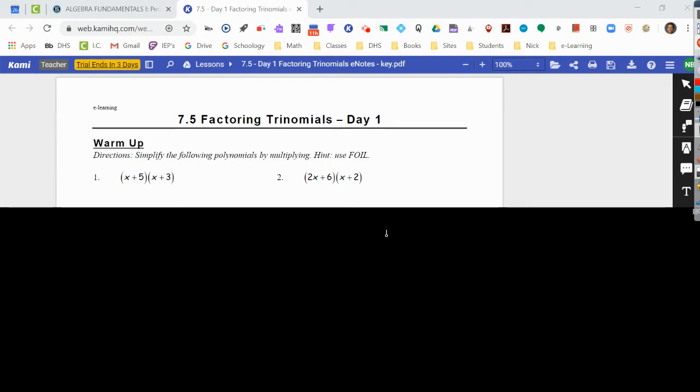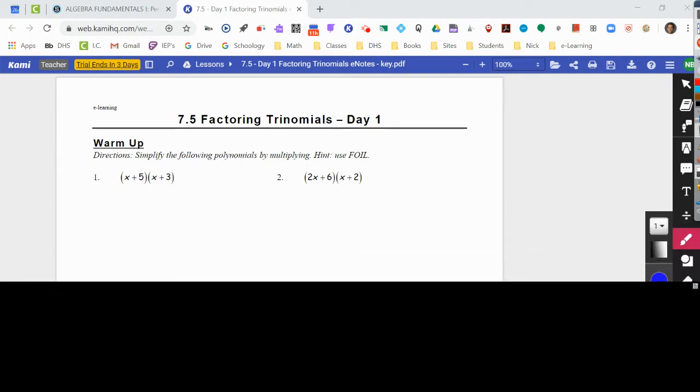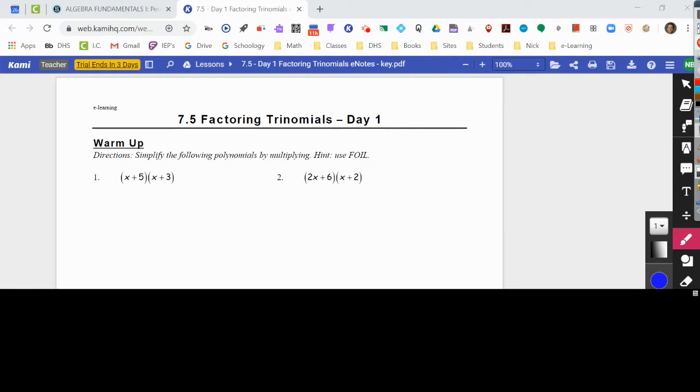So I want you guys to try to do problems 1 and 2 here, all right? And the directions say to simplify these following polynomials by multiplying. Hint, you're going to use that FOIL method, right? That first, outer, inner, last. All right, so why don't you go ahead and pause the video here and try these 2 problems on your own, and then we'll kind of see what answers you get here.